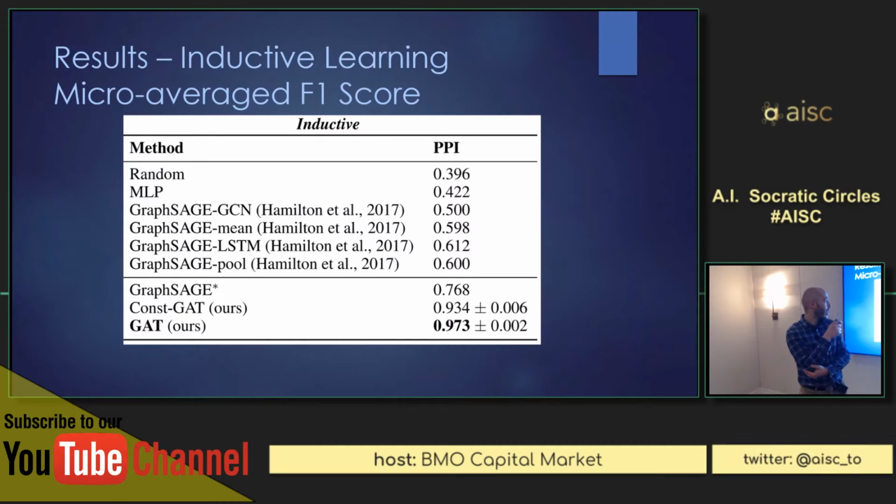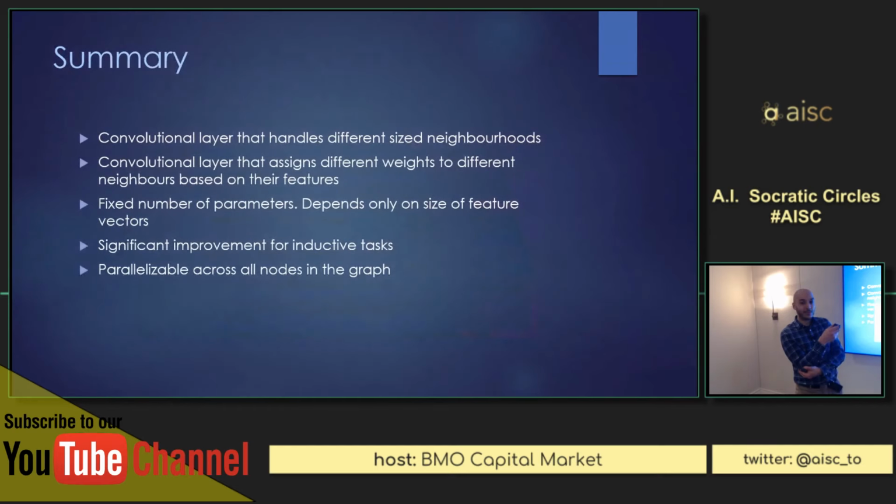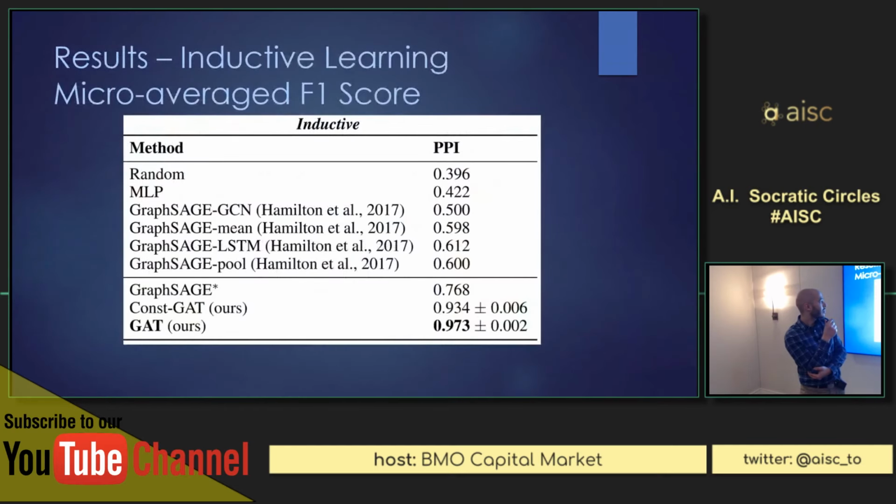Okay, and now to the summary of the paper. So, did you say what PPI was? Protein-protein interaction. That's just the data set.